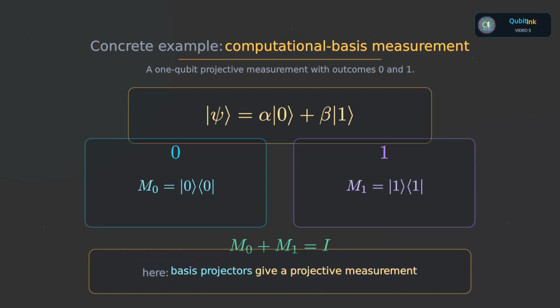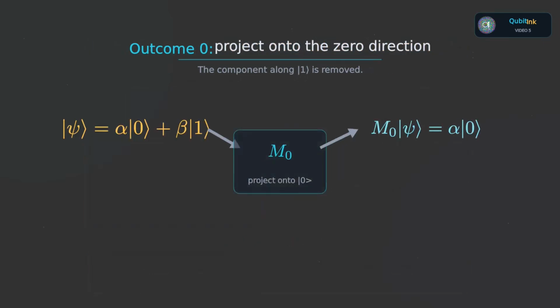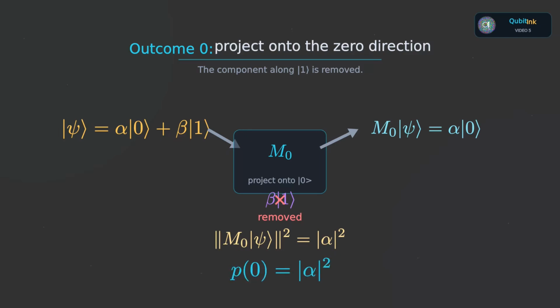Now apply the first projector to the qubit state. The component along the 1 direction disappears, leaving only the 0 component. The squared length of that branch is the squared magnitude of alpha. So the probability of obtaining outcome 0 is the squared magnitude of alpha.